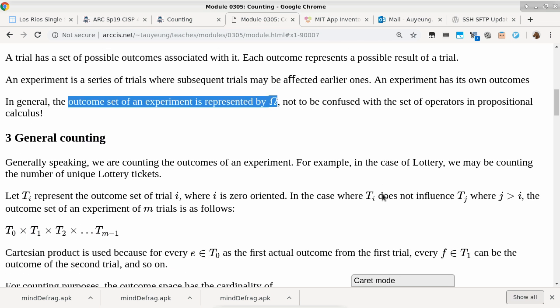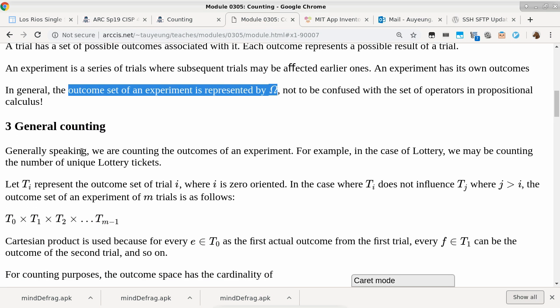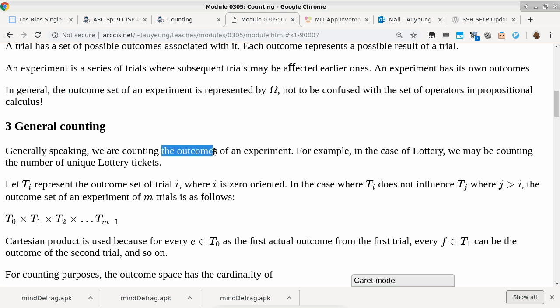All right. So let's go ahead and talk about general counting. Let's say we're counting the number of possible outcomes of an experiment. In the case of a lottery, we'll be counting the number of unique lottery tickets. Does that make sense? Okay.